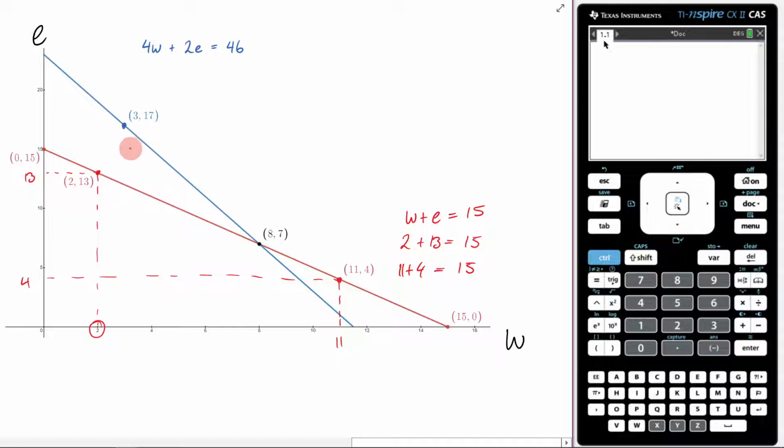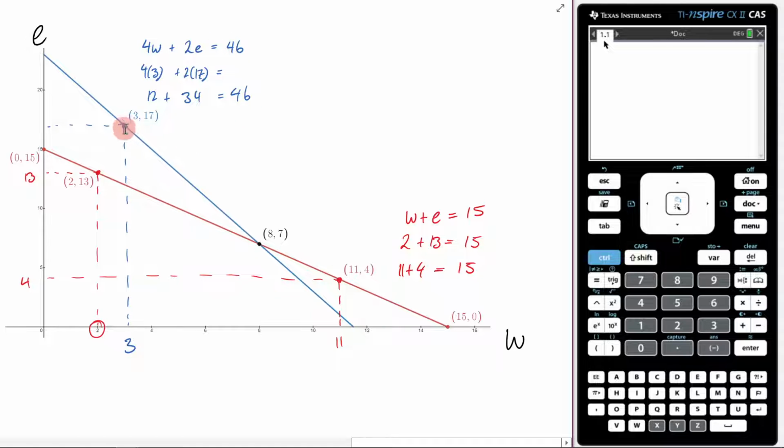If I take a point, and let's take this point here, this is saying if I have 3 wombats, so I'll put a 3 into this spot, and I have 17 emus, that's going to end up with 4 3s are 12, plus 2 17s are 34, and when I add those together, it's going to be 46.